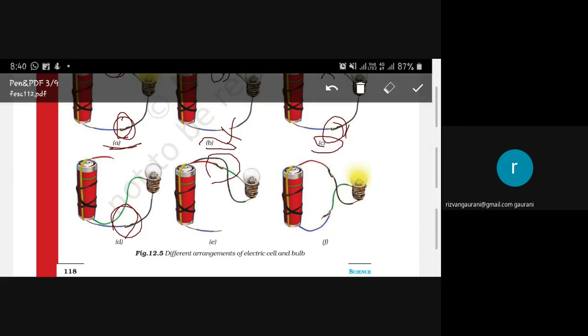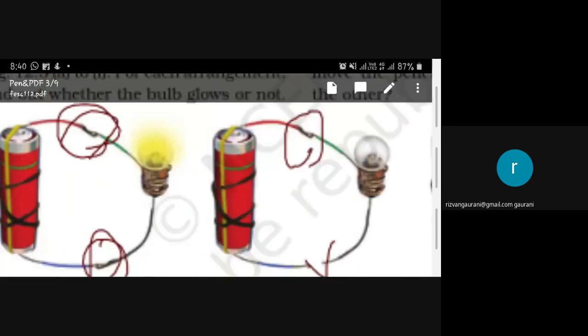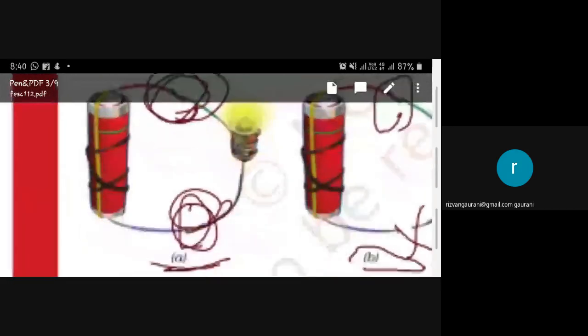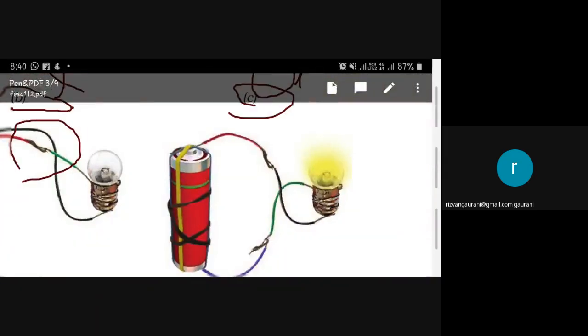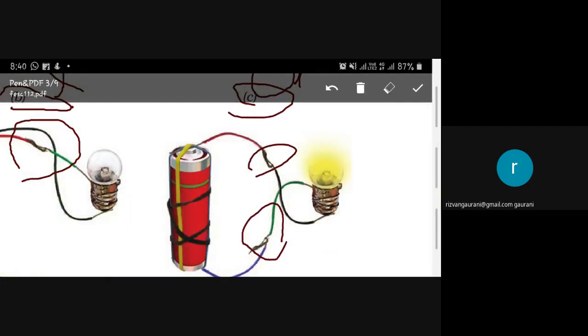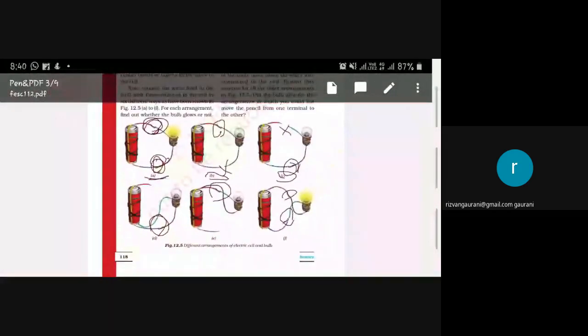But if you connect, first what happened? We connected top to the top here. In the first, part A, we connected top with the top and bottom with the bottom terminals. But in the last, they connected top with the bottom terminal of the cell and bottom with the top terminal of the cell, the opposite way. But then also the bulb will light. So in the six arrangements, only when it is connected properly will the bulb light.